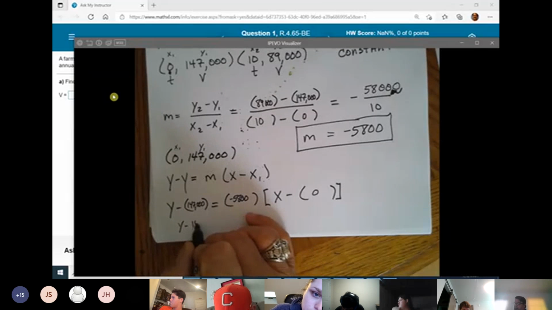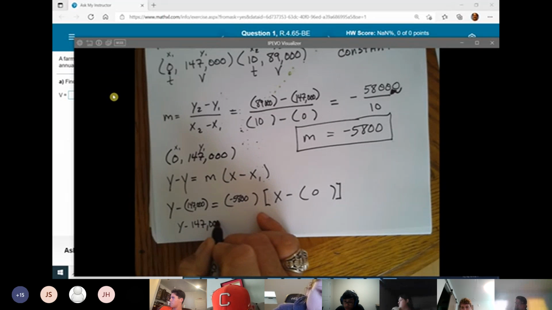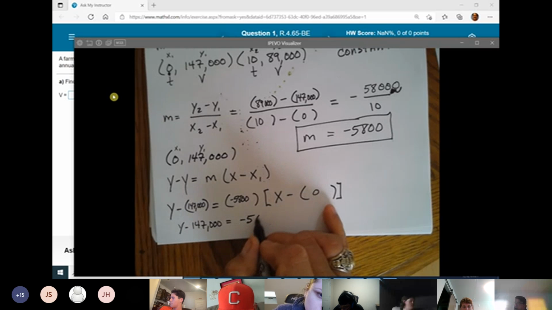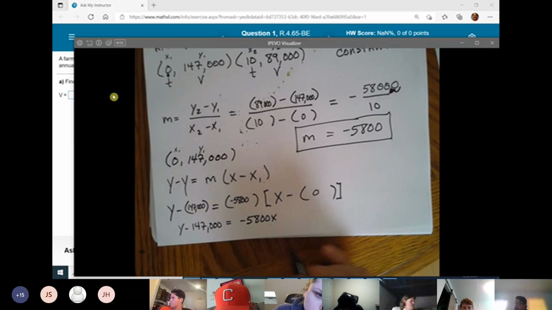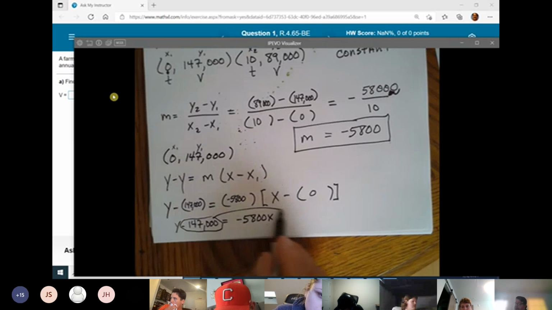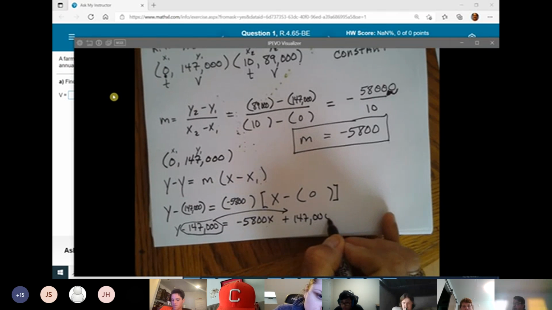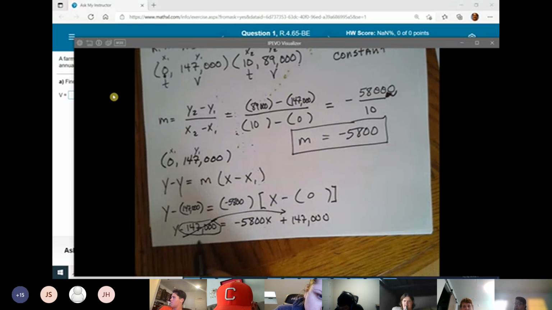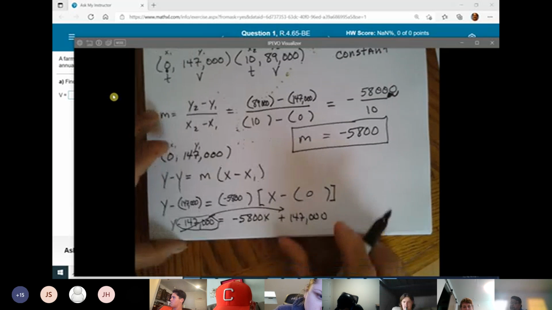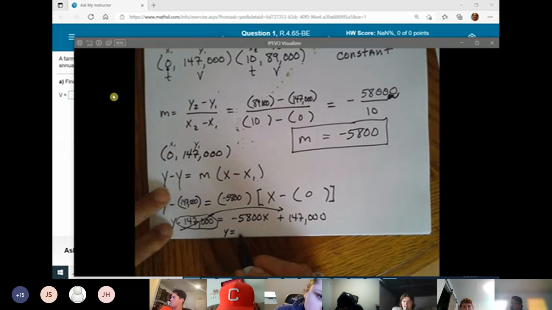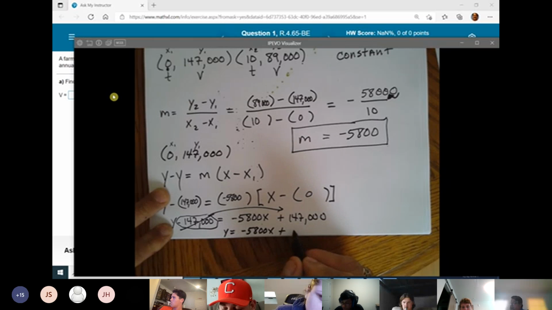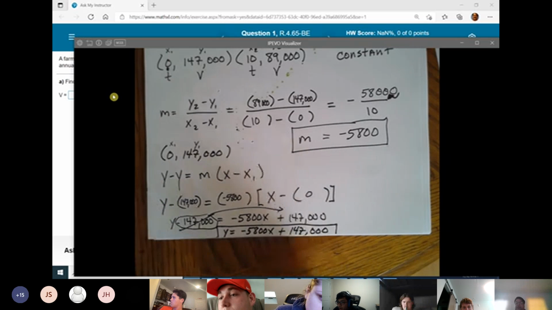Y minus 147,000 equals negative 5,800x. Bring this over, plus 147,000. So y is equal to negative 5,800x plus 147,000, and that is the equation for your depreciation.